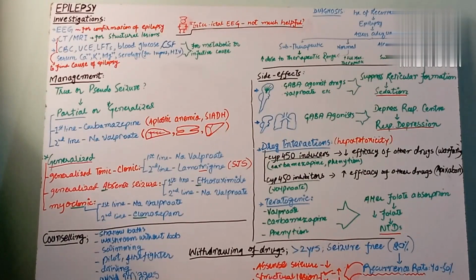Most of these children will have spina bifida, those children whose mothers took these drugs in the first few months of the pregnancy. So these are the side effects. These were the management. Now, withdrawing of the drug.